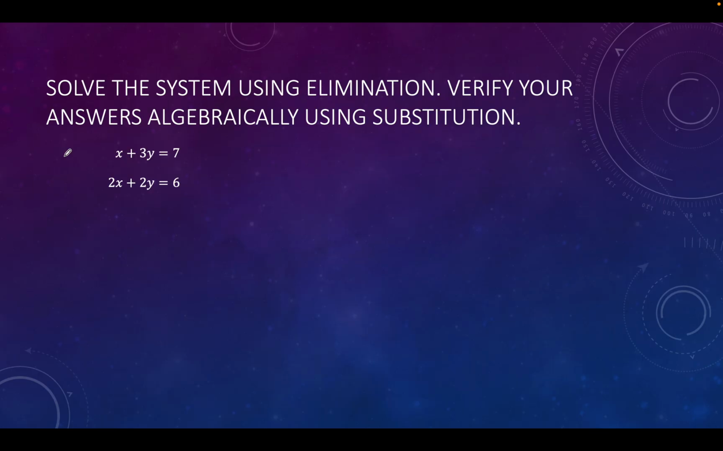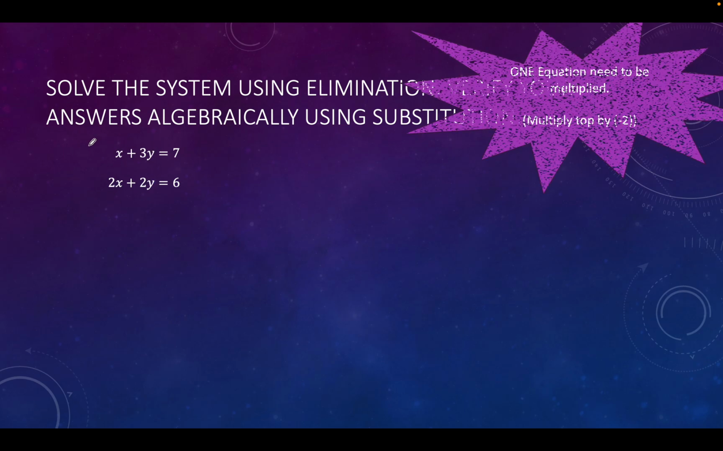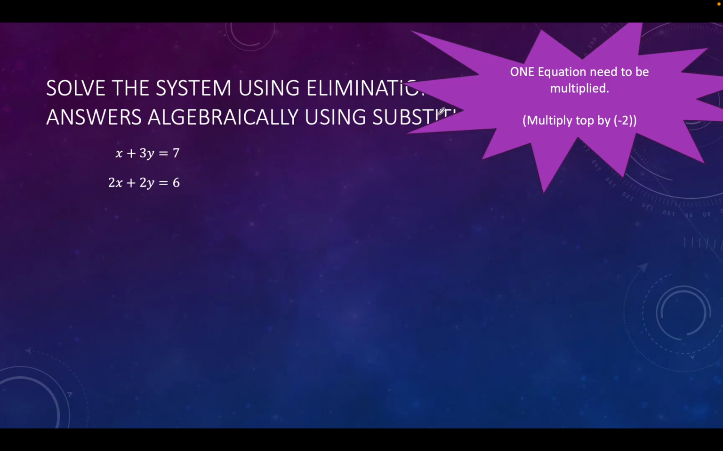Solve the system using elimination. Verify your answers algebraically using substitution. So again, we want to line these up and see if anything would eliminate. If we line these up, 1x and 2x would not eliminate. 3 and 2, that would not eliminate. So we have to do some multiplication to be able to get one of these to cancel out.